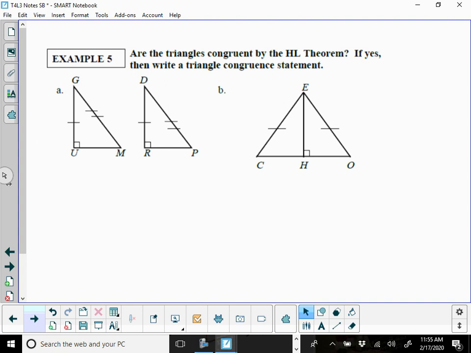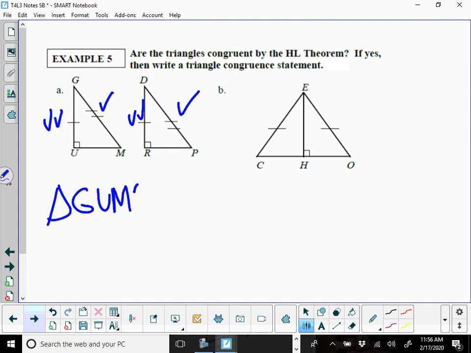So let's look and see. Example number 5. Are they congruent by the HL theorem? Okay, well go ahead and look at example letter A. You see they've got a right angle down there, so that is correct. They are right triangles, so that meets our first situation. And then we need a leg. So the hypotenuse, here's your hypotenuse, and here is a leg. So we do in fact have both the hypotenuse and the leg, so we can label these. Triangle GUM is going to be congruent to triangle DRP, and that is by hypotenuse leg.